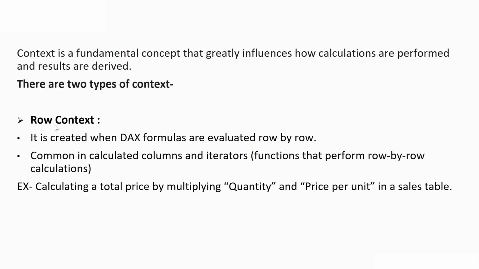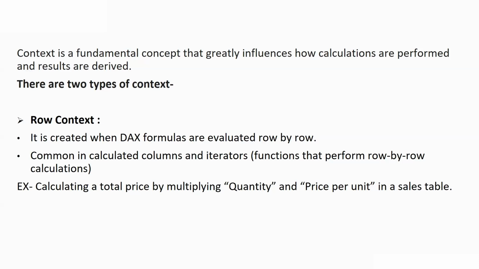The first one is the row context, and then we have the filter context. The row context refers to the context of a single row in a table. It is created when formulas are evaluated on a row-by-row basis. This is common in calculated columns and iterators. Now, what do we mean by iterators? We have seen some of the functions like SUMX, AVERAGEX, and MINX. These kinds of functions we have already used. This is very common when creating a calculated column.